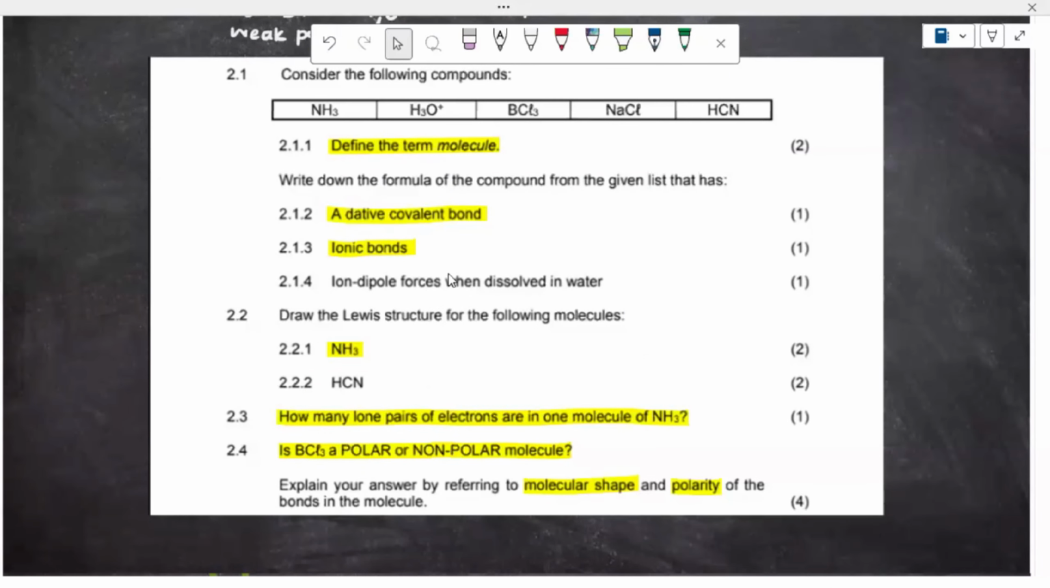So I've highlighted the specific questions I want us to work through because I don't want us to necessarily do all of them. For 2.1, we need to define the term molecule. Molecules and compounds are different. A molecule has a more specific definition. So if someone could please drop it in the chat for me, what you understand the definition for molecule to be.